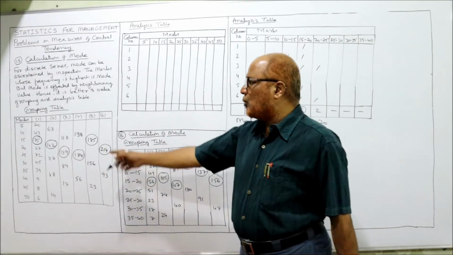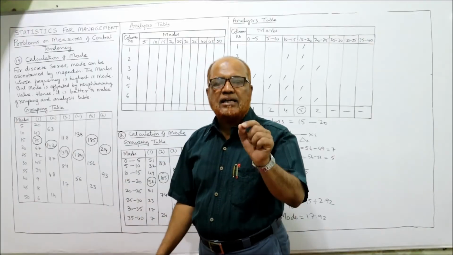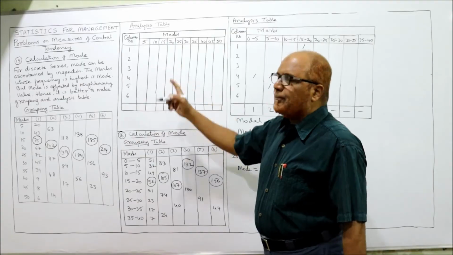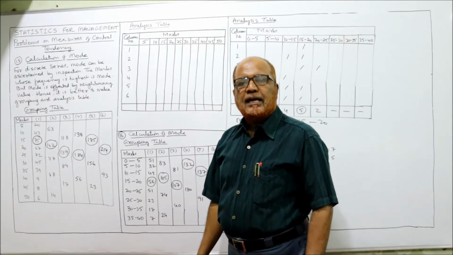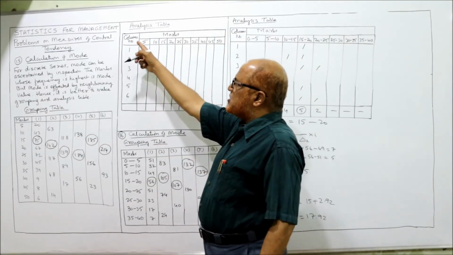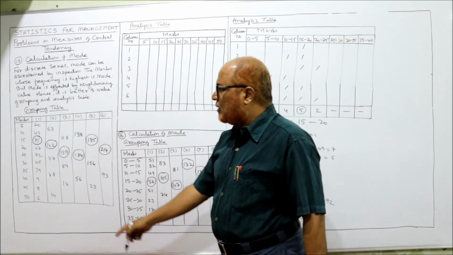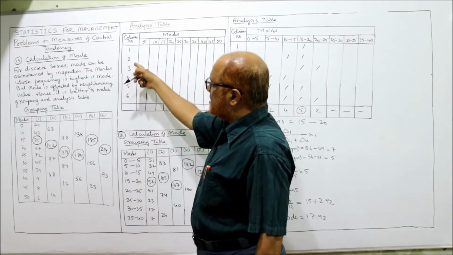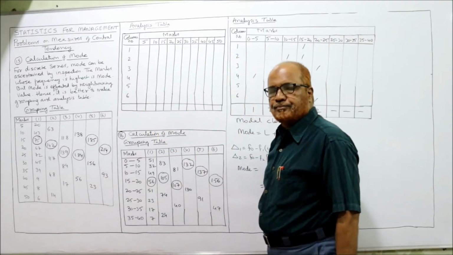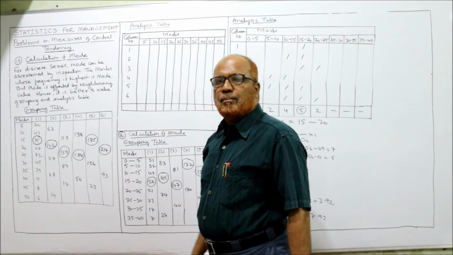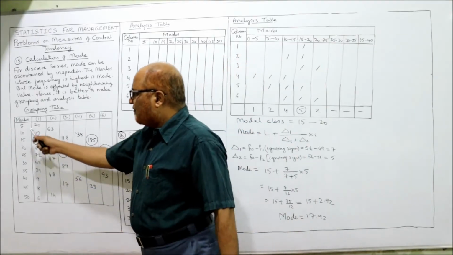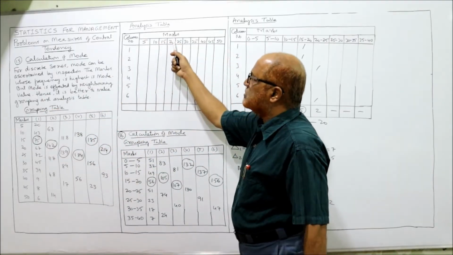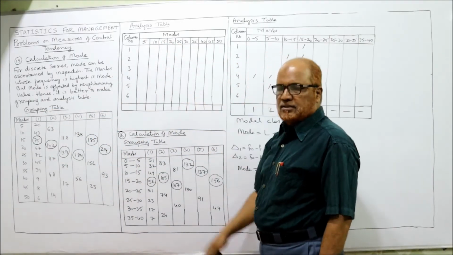So after making grouping table, circle the highest value in every column. Now I am coming to the analysis table. In analysis table, the very first column will take column number. So how many columns are there here? 6 columns. 1, 2, 3, 4, 5, 6. The same 6 columns I am taking in rows. In columns I am taking the marks. What are the marks given? 5, 10, 15. All these marks I am taking in the columns. 5, 10, 15, 20 like that.